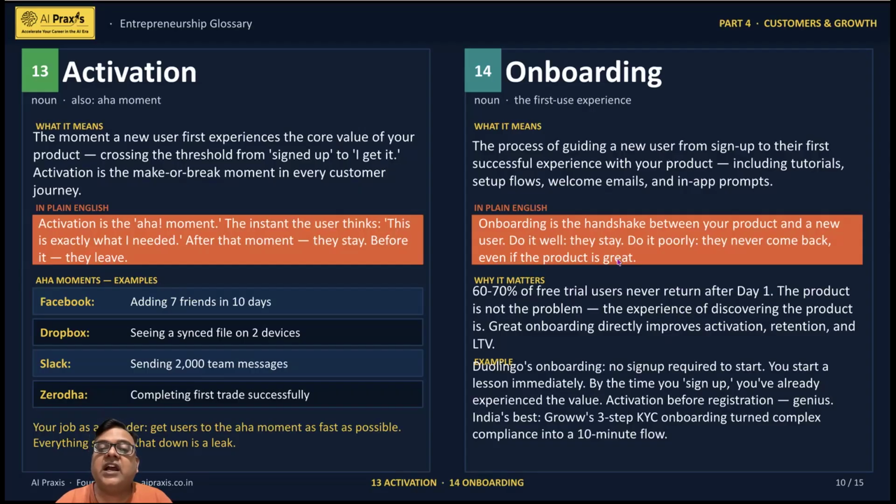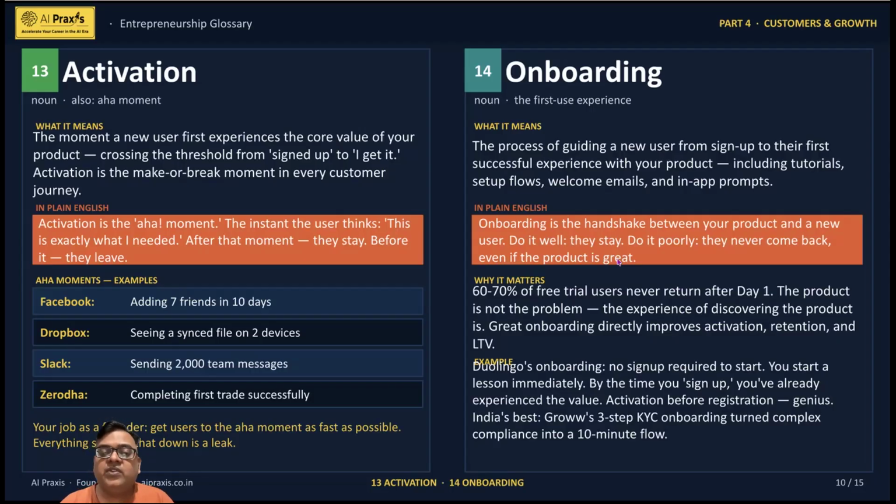Let's talk about how you do that. And you do that through a mechanism called onboarding. Now, onboarding is the process of guiding a user from sign up to their first successful experience. It includes tutorials, setup flows, emails, prompts, everything. Now, here's the reality: 60 to 70% of users never return after day one. Not because the product is bad, but because they didn't understand it.